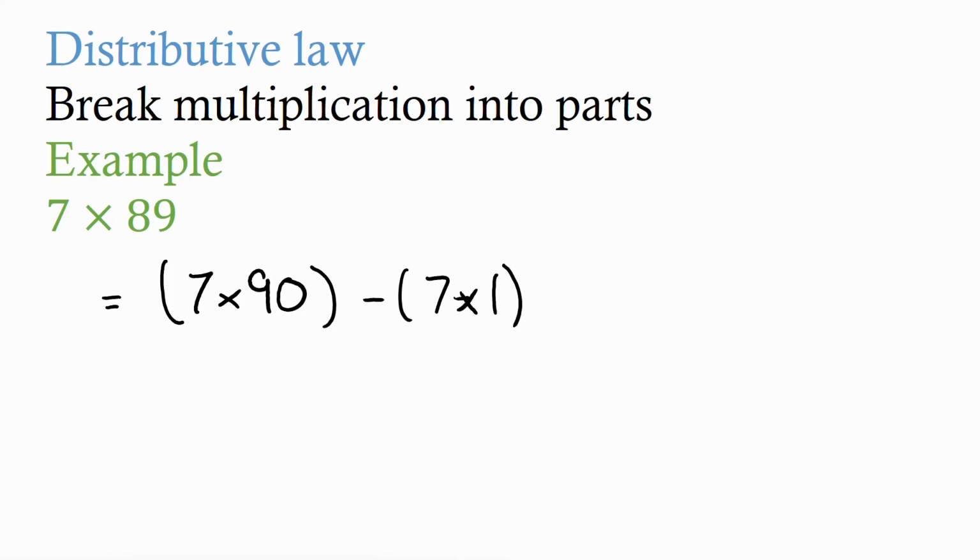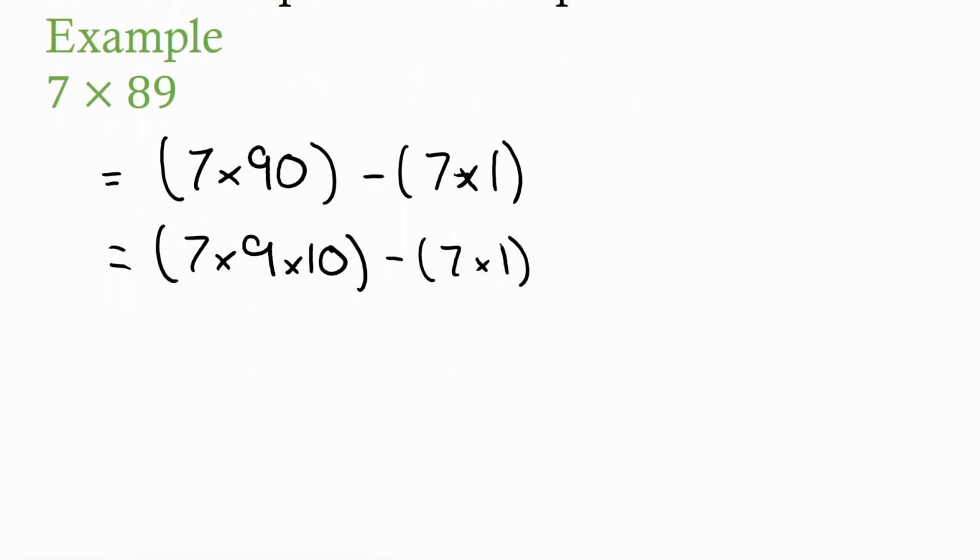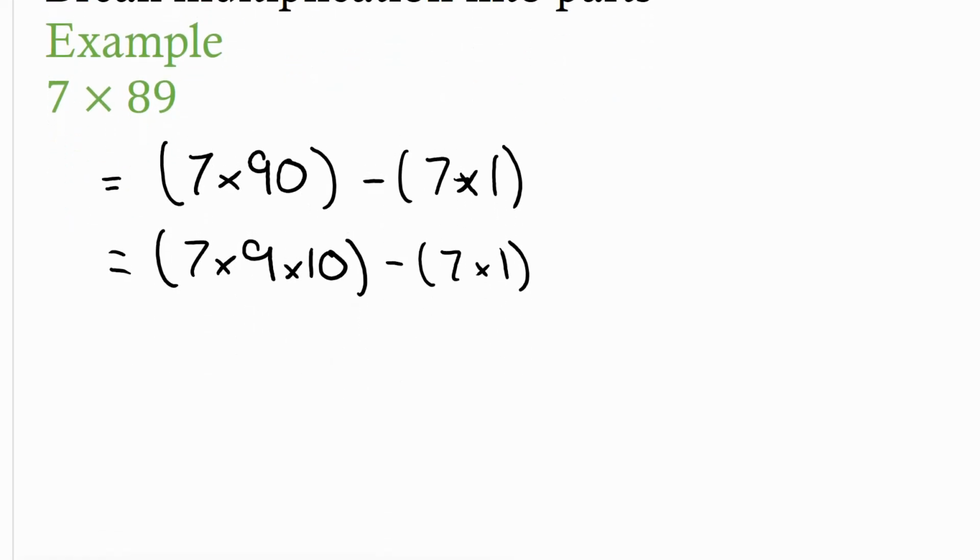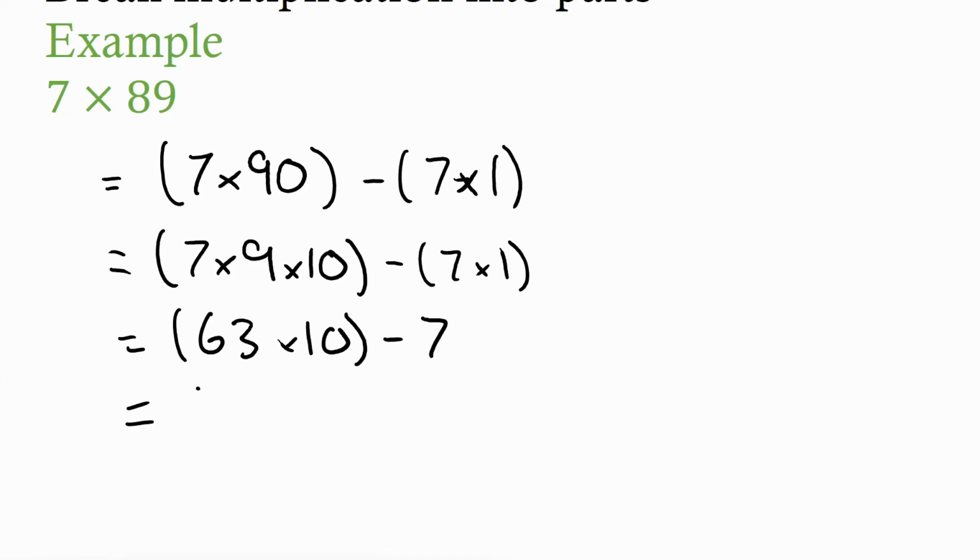Now that I've got that, I can say, well, 7 times 90 could still be pretty hard. So I'm going to break that up into 7 times 9 times 10, take away 7 times 1. Now I can say, oh, 7 times 9, I can do that. That's 63. So now I've got 63 times 10, take away 7. I already know the rule for 10, so why don't I just add the 0 on? Now I've got 630, take away 7, which ends up being 623.